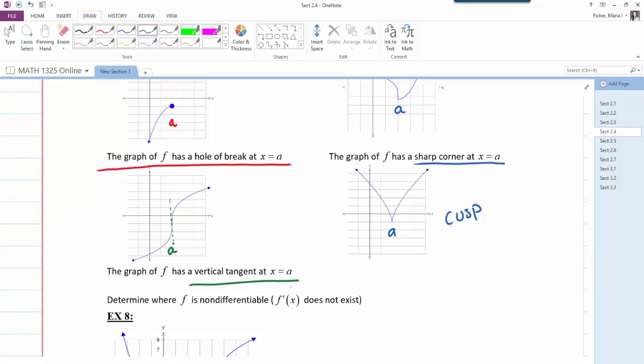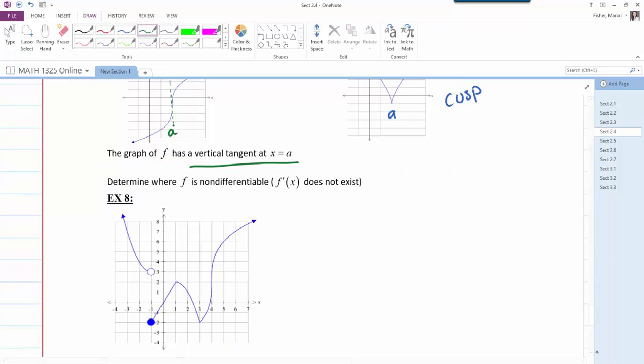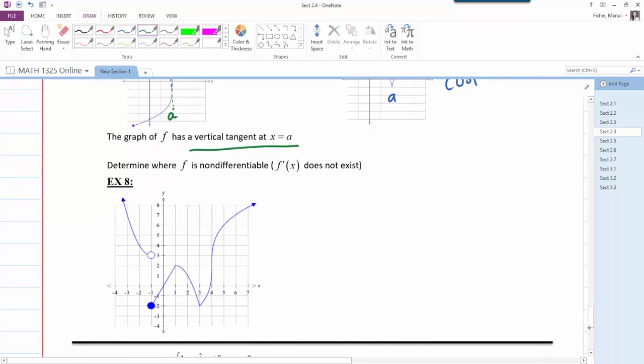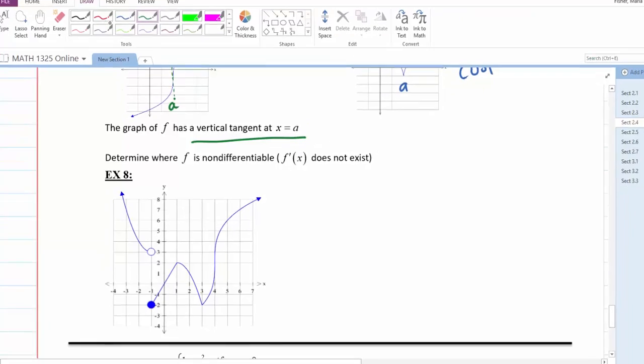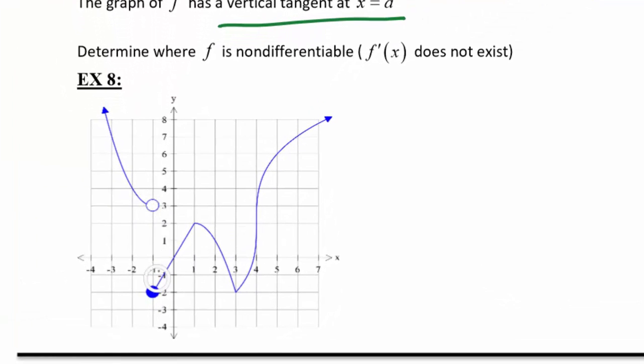Determine where this function f is non-differentiable, where f prime of x does not exist. So let's list the x values where we are not differentiable. So if I look here, I'm not going to be differentiable at x equal -1 because I have a jump or break. I'm not differentiable at x equal +1 because I have a sharp corner. Same thing at +3, I have a sharp corner. And then at 4, I have a vertical tangent line.